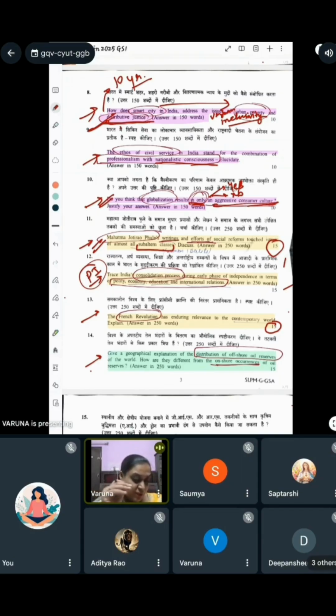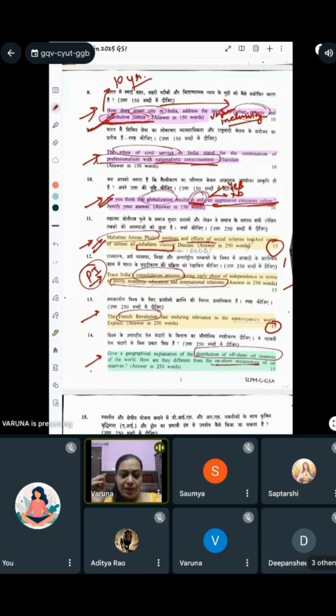Give a geographical explanation of the distribution of offshore oil reserves of the world. How are they different from onshore occurrences of oil reserves? This is again a very repeated topic of the UPSC GS1 paper. They have asked many questions in the last 5-6 years. Like every year, almost one question is there on this particular topic. Even this topic was in the news very recently, I think May or June.